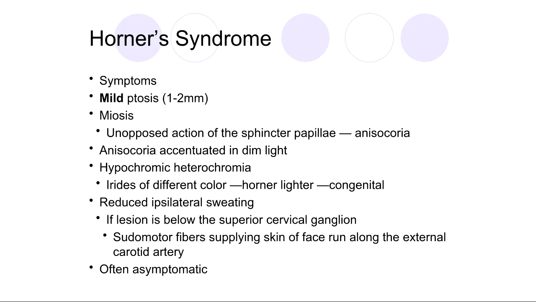So we said you have a miosis, mild ptosis. Miosis means the pupil is small. A mild ptosis, you have anisocoria, which is accentuated in dim light. So one pupil is small, the other is large, but it gets worse in dim light. And we said you could also have a lighter color to your iris. You can also have reduced sweating on that side. All right, Jabari?